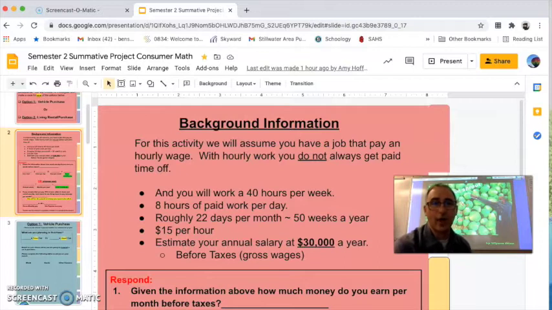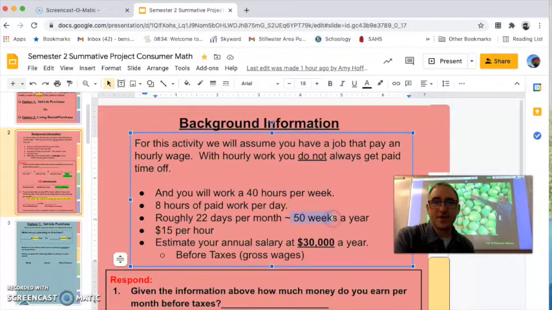So let's talk about why we're giving you the amount of money we're giving you. With hourly work, you don't always get paid time off. So that's why we're basing this on 50 weeks a year, although there's 52 weeks in a calendar year. I skipped ahead for a second. Let me move back. We are going to assume that you will work 40 hours per week. That's typically an 8-hour day, 5 days a week. Now, we're not saying you have to work that long, but just for our calculations, we're basing this on 40 hours a week, roughly working 22 days per month, 50 weeks a year.